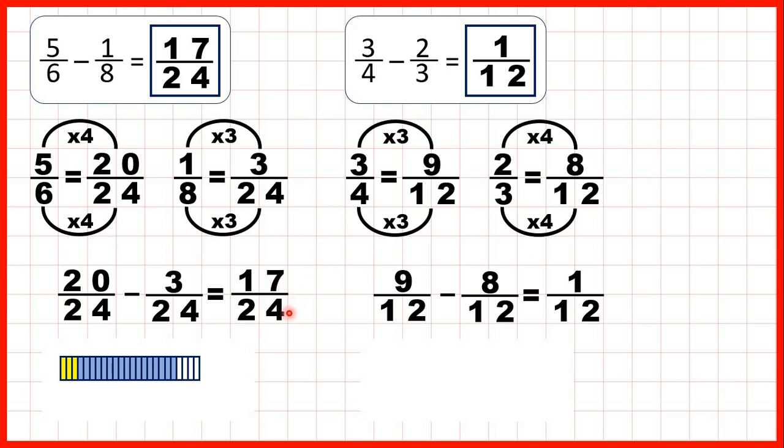but that leaves us with 17 of these 24ths, so 17 over 24 as our answer. Then for this question, we started with 3/4, but we saw that 3/4 is the same as 9/12. We wanted to subtract 2/3, but 2/3 is the same as 8/12. So if we colour 8 of these 12ths in yellow and change the fraction bar to show thirds, we can see that 2/3 is the same as 8/12. But that leaves us with just the 1/12 left in blue as our answer.